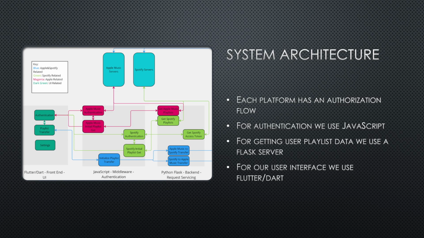The front end is used for interfacing with the user. The JavaScript middleware is specifically used for user authentication. Both Apple Music and Spotify handle user authentication through JavaScript. And then all of this communicates with our Python Flask backend server, which is responsible for getting playlists and initializing playlist transfers.